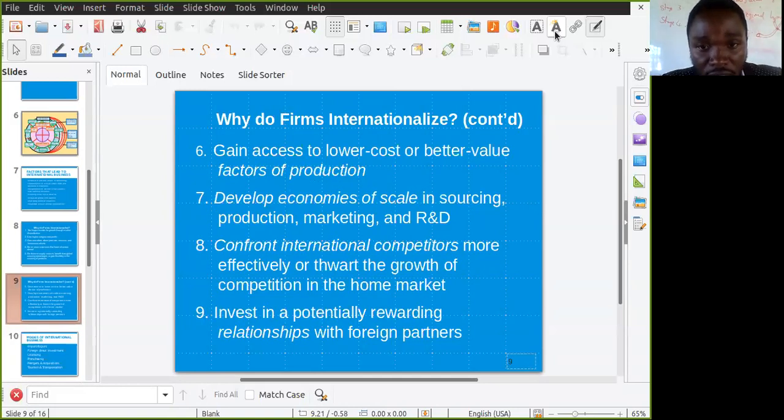Develop economies of scale in sourcing, production, marketing. The reasoning behind this point is when a firm goes international, it realizes bigger profit margins, larger profit margins compared to before. In doing so, this firm will be able to expand, it will be able to create a bigger production area compared to the way it started. Point number 8, confront international competitors more effectively.